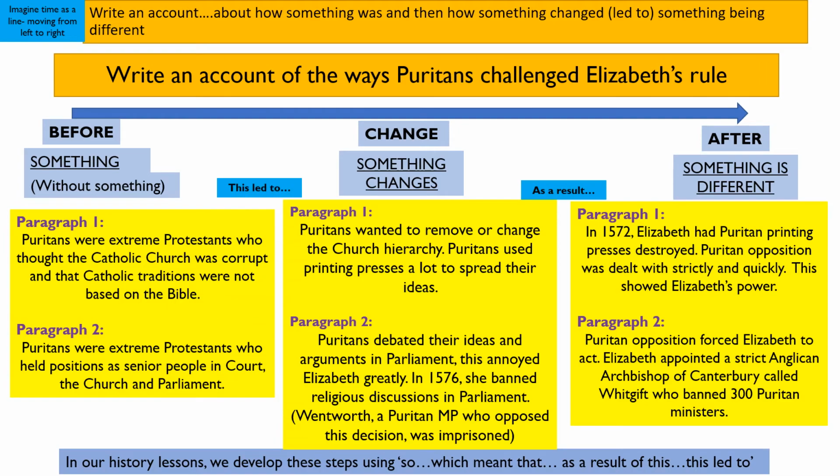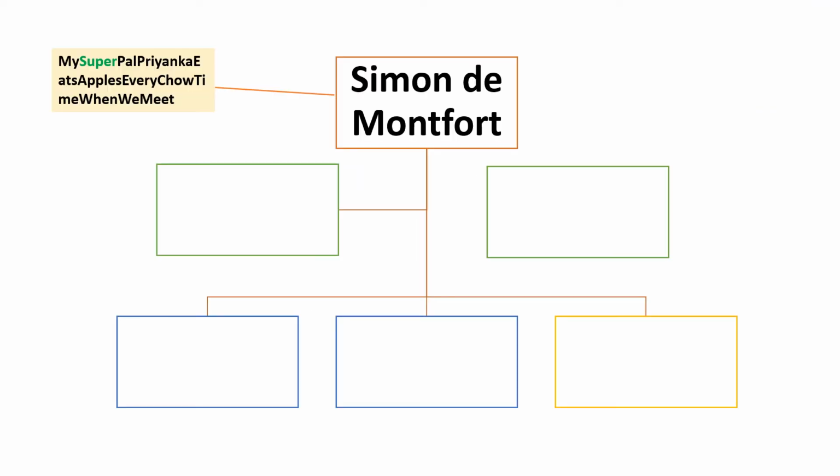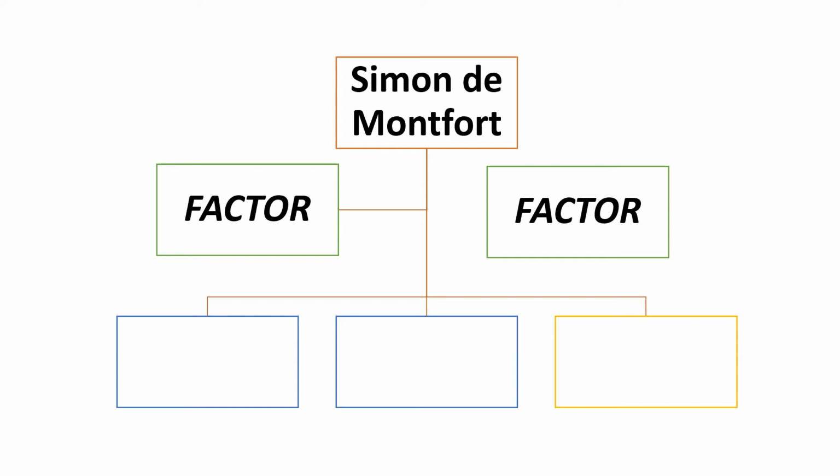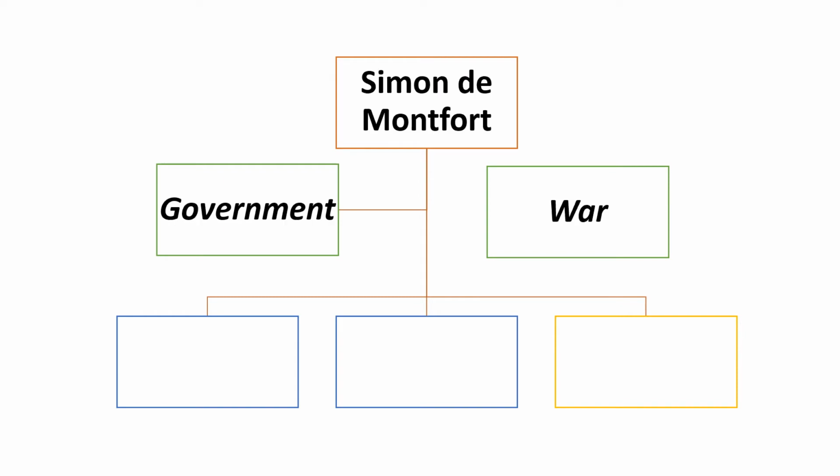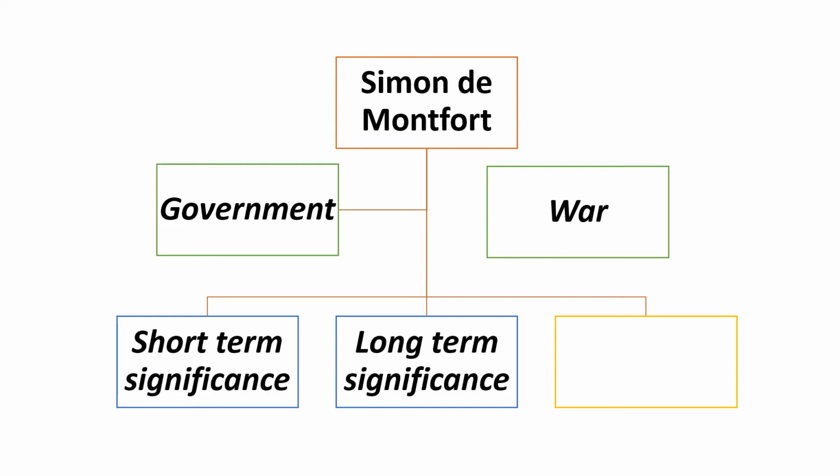But first off, let's just get to grips with this Power and the People slide again. We've got Simon de Montfort at the top there as an example of our topic. What are the factors for Simon de Montfort? Well, there are many, but we're just going with 2 because we're trying to keep it slimmed down for now. So we've got government and war. Then the blue boxes, we've got our short-term significance on the left and our long-term significance in the middle box.